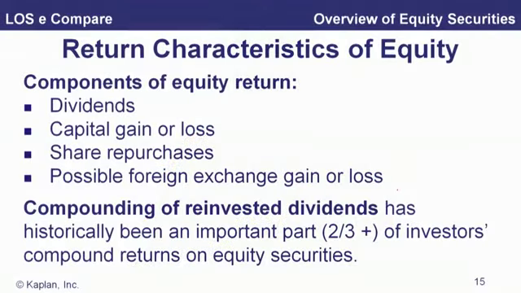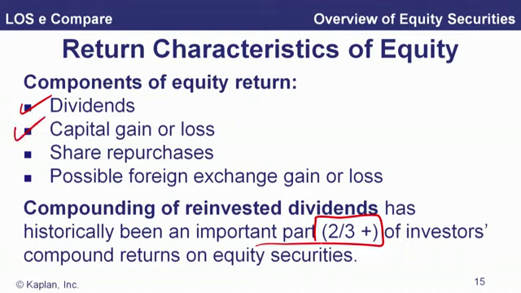All right, what about the return characteristics of equity? If we're talking about equity returns, we're going to have dividends, right? So we receive dividend income. Dividends look small to us, but over time have been a very big part of total return. As a matter of fact, the reinvestment of dividends has accounted for about 2/3 of investors' compound return on equity securities over the last 50 years, 40 years, something like that. So that dividend that comes in, gets reinvested, and keeps growing has been a big part of equity returns.